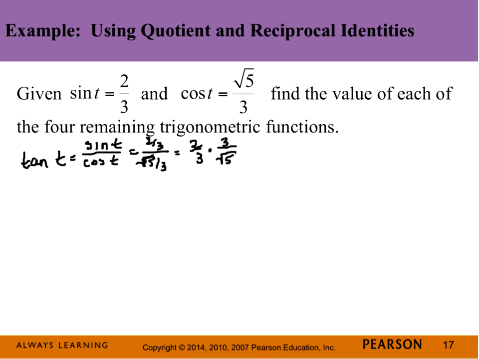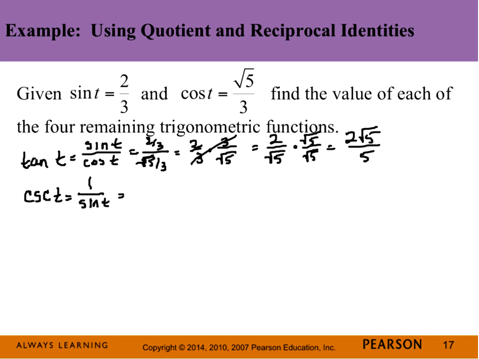That's a square root. There we go. My 3's divide out. 2 over square root 5, multiply by root 5 over root 5, and I get 2 square root 5 over 5 for the tangent. The cosecant, so we have that the cosecant is 1 over the sine of t. So that's 1 over 2/3, 1 over 1 times reciprocal, 3 over 2, and I end up with 3/2. Stop me if I'm going too fast through these.